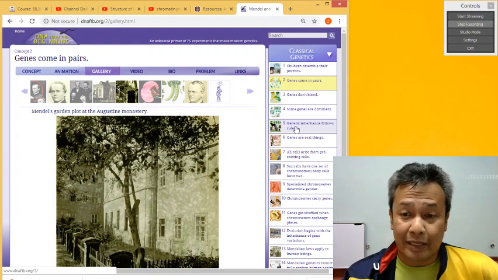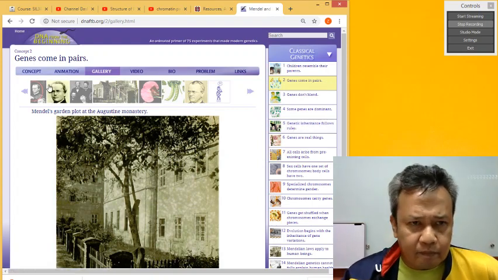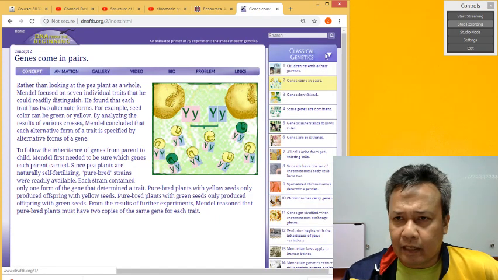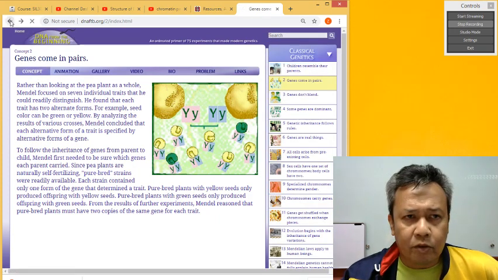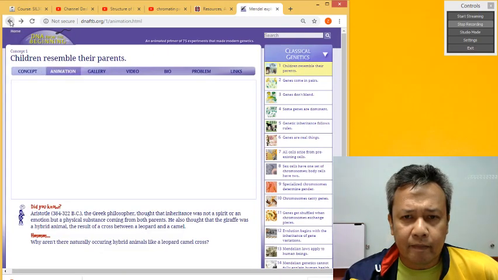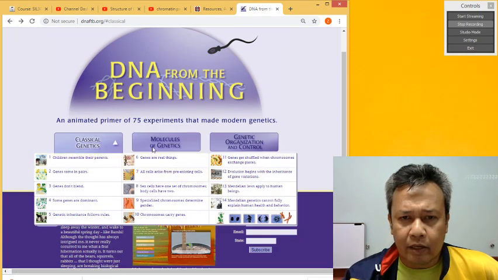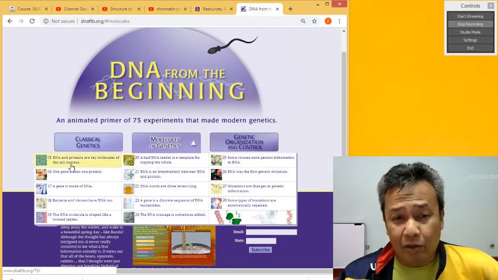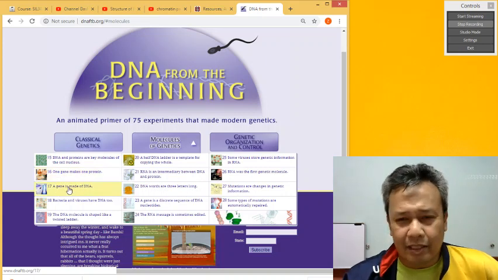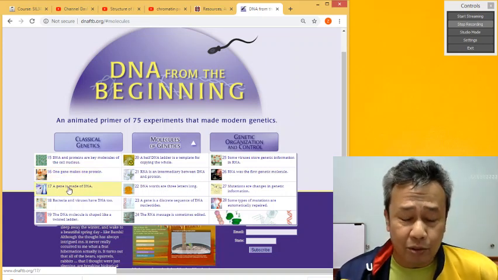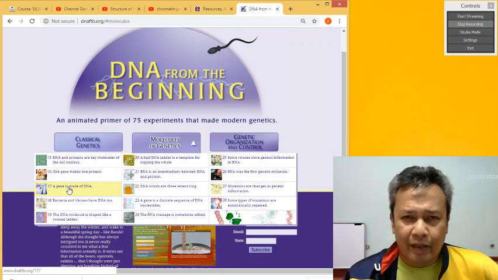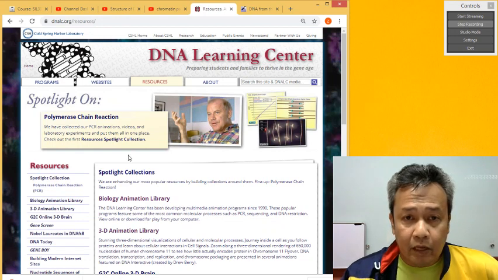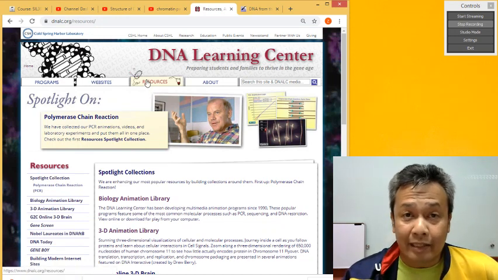So these are the very basics of genetics, and this is under classical genetics. If you go back, here you get molecules of genetics. It talks about DNA and protein and key molecules. You know, a gene is made of DNA. So there's a whole lot of resources that I would advise you to have a look at. And then if you go into resources, remember I said there are websites and resources.